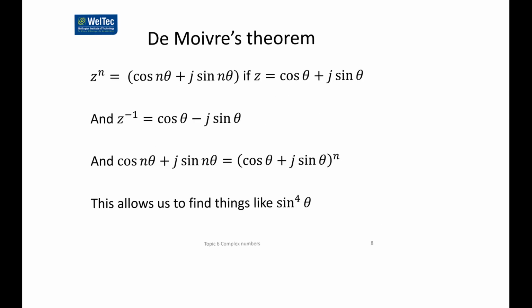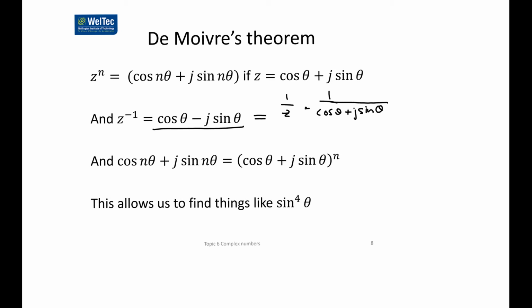We've looked at all of these. Remember, Z to the negative 1 is 1 over Z, which is 1 over cos theta plus j sine theta. And remember, we multiplied that out so that we got the result here, cos theta minus j sine theta. Now, the whole of this thing does allow us to expand sine to the power of 4 theta, and it allows us to find things like cos 3 theta and sine 3 theta and so on.